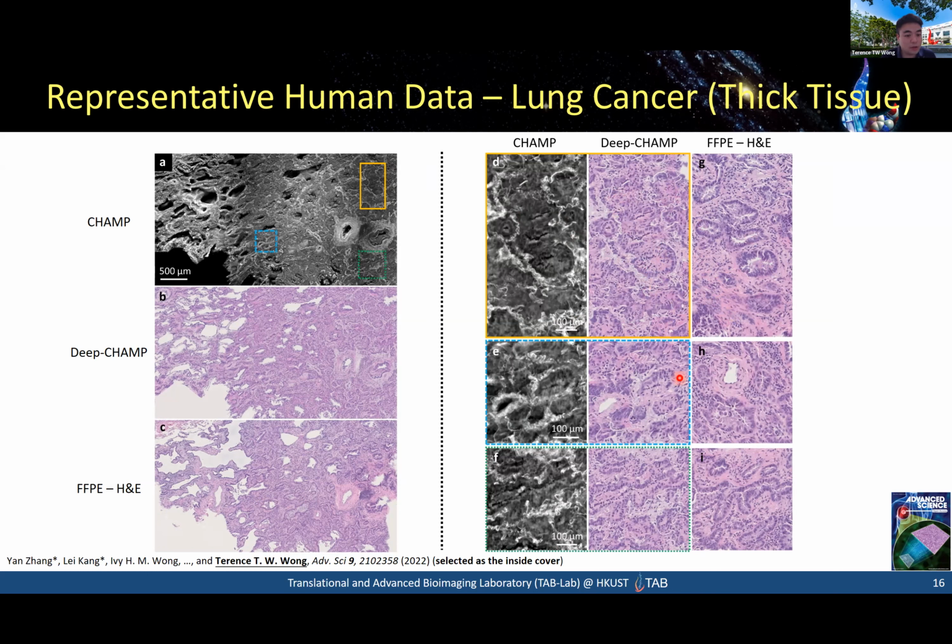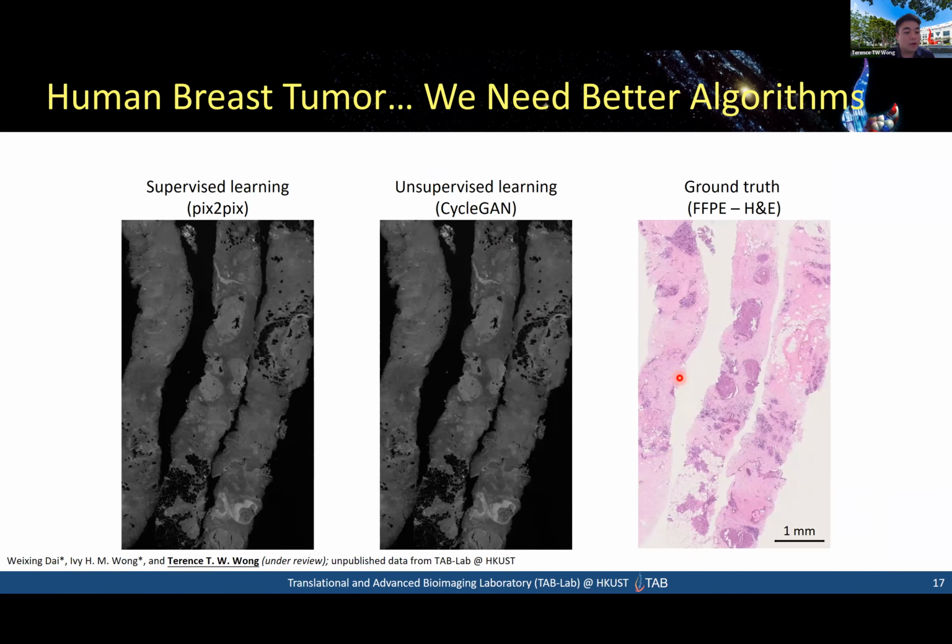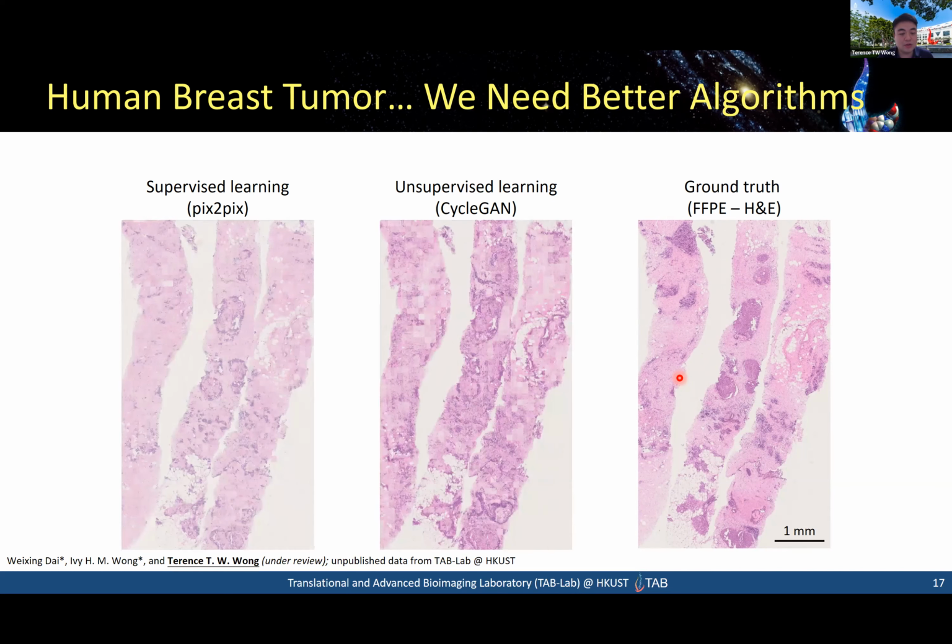Our pathologists also showed that with minimal training, or even no training, they can understand the images without any trouble in terms of diagnosis. Then we went further, not only lung tumor, we also tried breast tumor, and it turns out it doesn't go very well. So that's research, right? We hope that it's going well, but it doesn't. So why doesn't it? Let me show you the result.